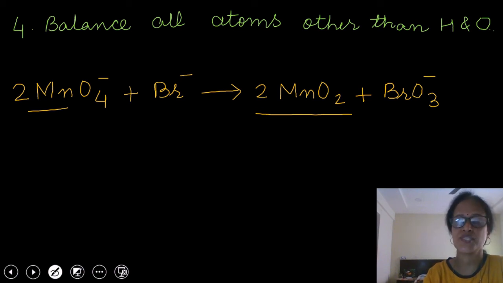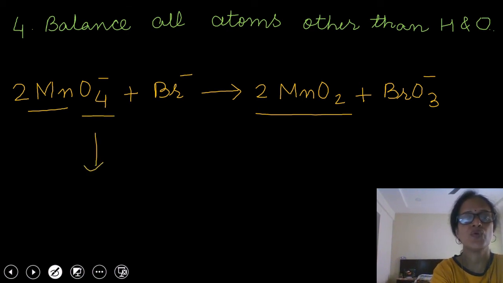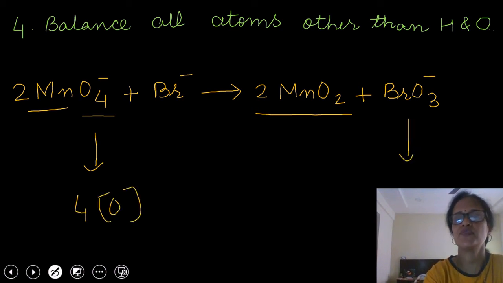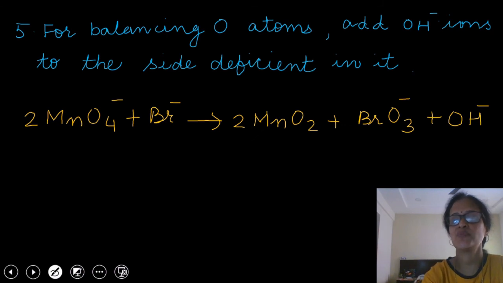You can balance oxygen by adding OH minus to the side which is deficient in oxygen. So we can see here in the reactant side we have 4 oxygen atoms, but in the product side we have 3 oxygen atoms. So the product side is deficient in oxygen and is having 1 oxygen less. So what we will do, we will add OH minus to the product side. So we have added OH minus to the product side, so oxygen is also balanced. You can check in reactant and product side we have 4 oxygen.